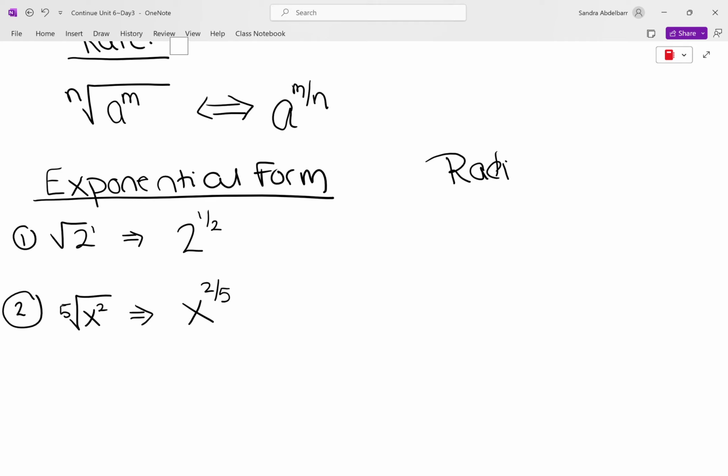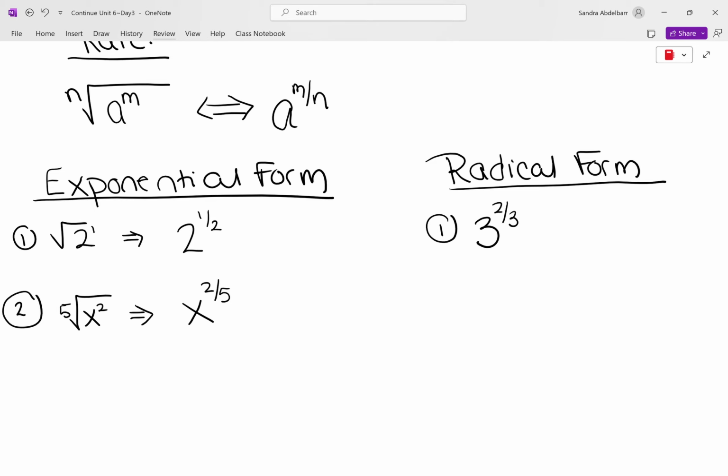All right, and then sometimes I'll say write it in radical form. So let's say I have 3 to the 2/3 power, and I want to write this in radical form. Well, this is going to be the cubed root of 3 squared. But what's 3 squared? 9. So this is going to be the cubed root of 9.